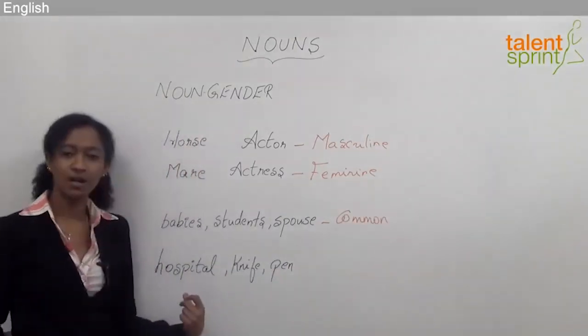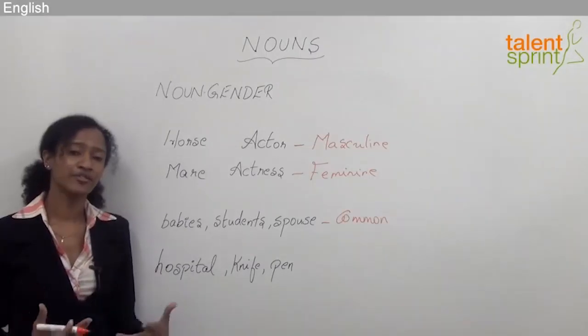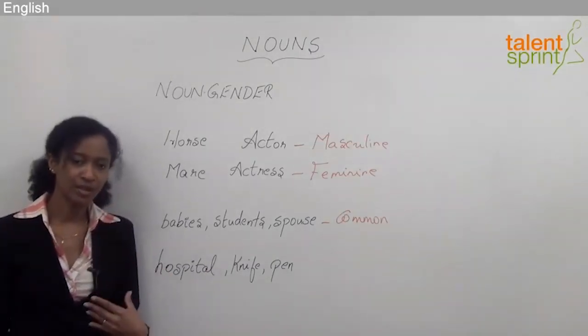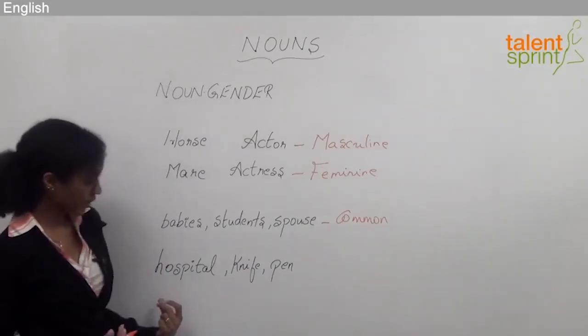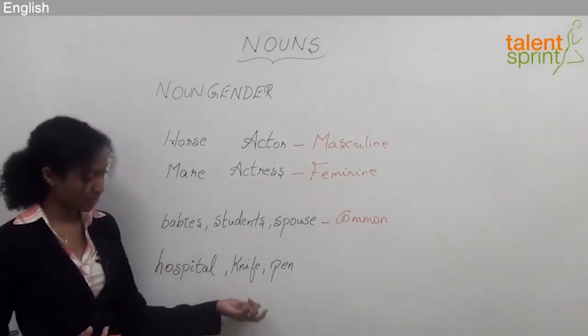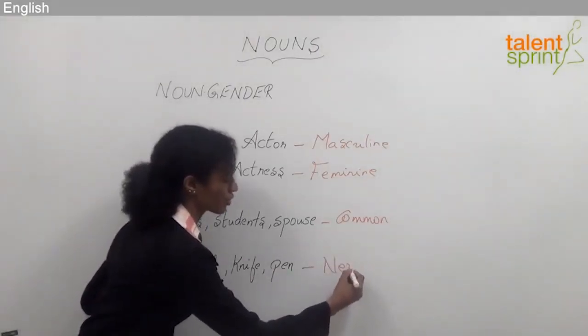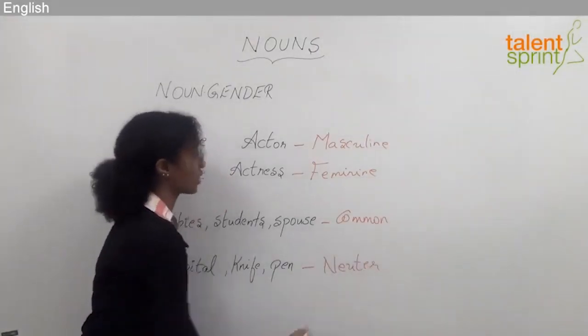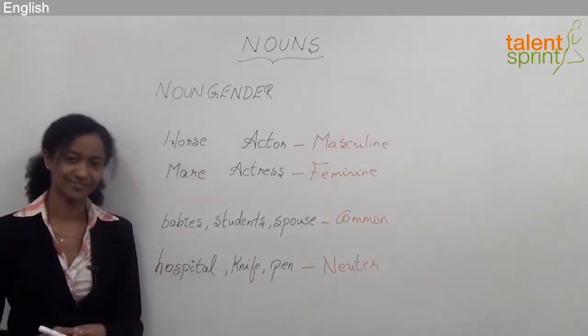We have the last category, which is the neuter gender. It does not refer to either male or female. It mostly refers to non-living things, lifeless objects, right? So hospital, knife, pen, book, all of these are neuter gender. So there we have our 4 kinds of gender.